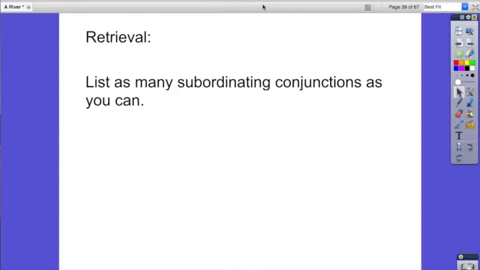Now, remember, we looked at two types of conjunctions last week. We looked at coordinating conjunctions, which are the conjunctions we find in compound sentences. They were and, but, or, so. I want you today to list subordinating conjunctions, the conjunctions you might use in a complex sentence. So pause the video and see if you can write as many as you can down.